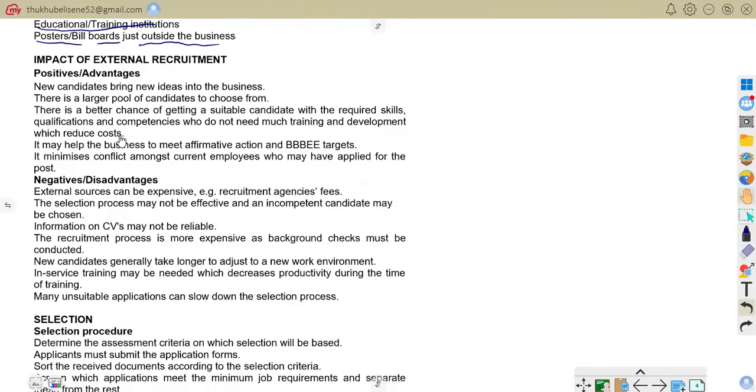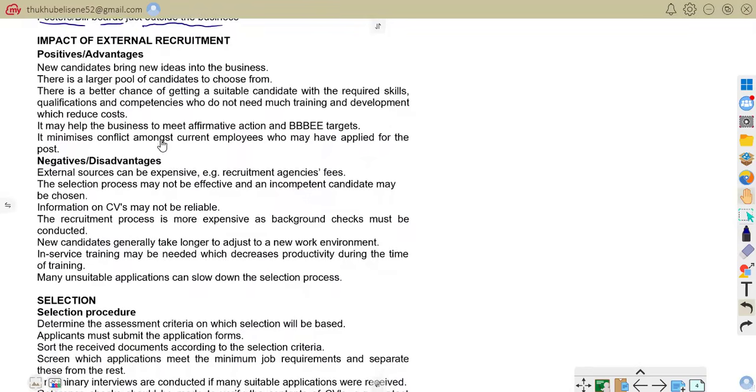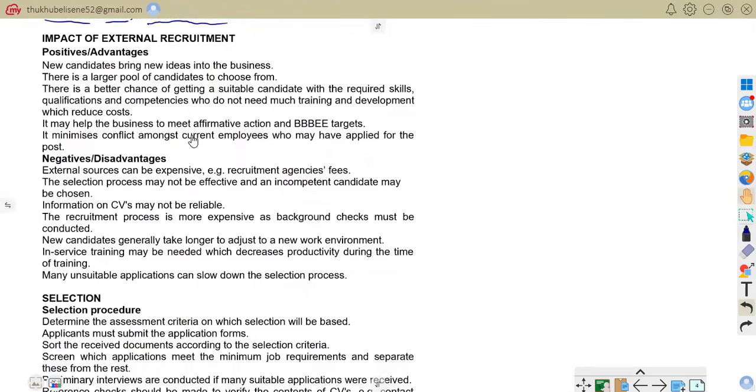So now we are on the impact of external recruitment, advantages and disadvantages of recruiting externally. We're going to start with the positives, or advantages. New candidates bring new ideas into the business. Outsiders may introduce innovation. Example, a new marketing officer brings creative campaigns. So you see that this is why we are saying new candidates bring new ideas.